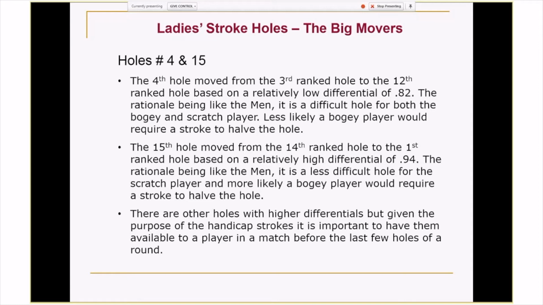Some of the other things that the Golf Canada manual does suggest is distance. So the length of a hole can dictate its ability to rank higher for the bogey player, as well as any hazards that are in the front of the green. So when we look at 14 for the men, 15 for the ladies, those bunkers in front of the green can pose a bit of an issue for those higher handicap holes.